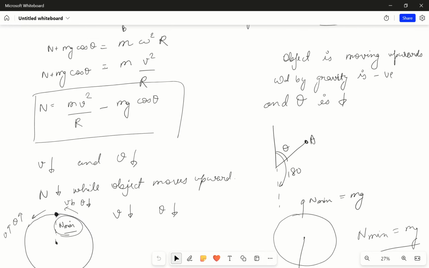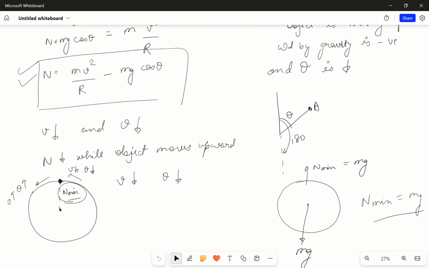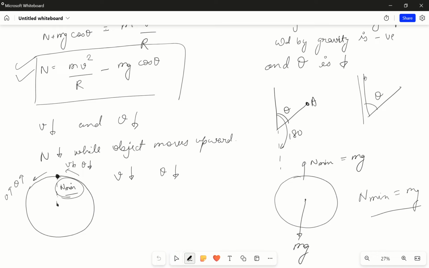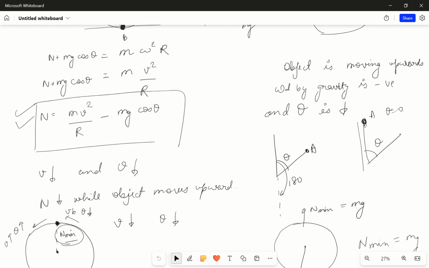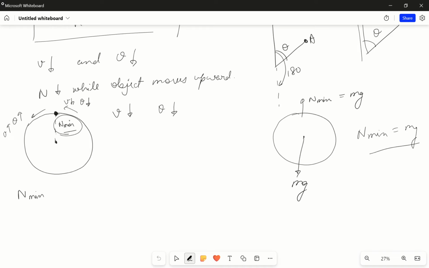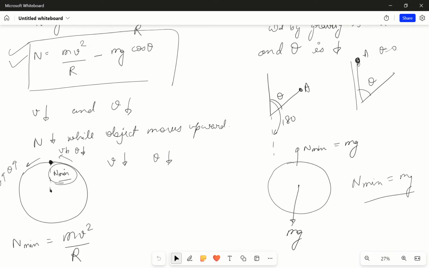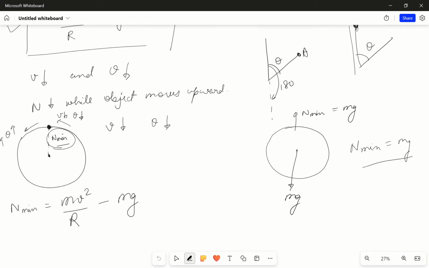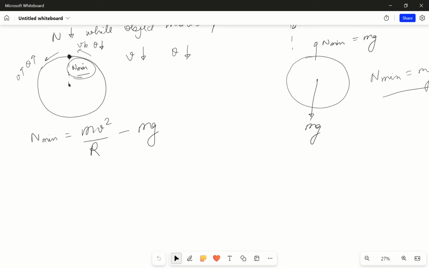So come back to this equation. Normal minimum would be equal to, when theta equals 0, right? As this was theta, and at this position when A will come here, theta equals 0. So normal minimum would be equal to mv square by r minus mg, cos 0 is 1, right?